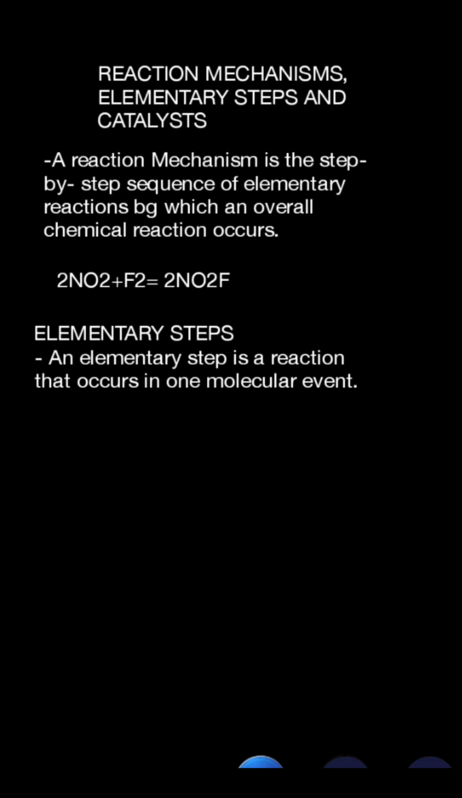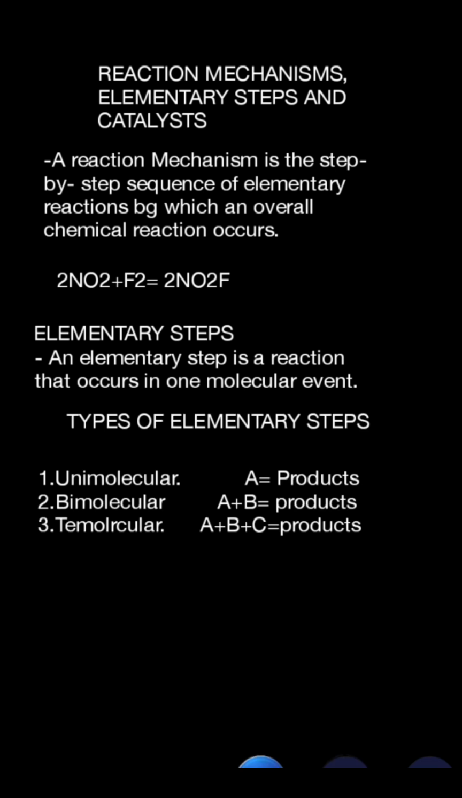An elementary step is a reaction that occurs in one molecular event. In an elementary step, the rate law can be written directly from the equation. The coefficients are the reaction orders. Now, there are types of elementary steps: unimolecular, bimolecular, termolecular. Uni means one, for example, one reactant becoming products. Bimolecular, two reactants react to produce products. Termolecular, there are three of them.